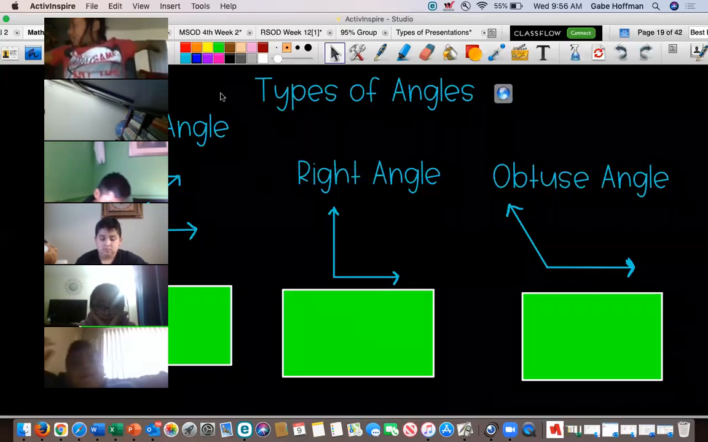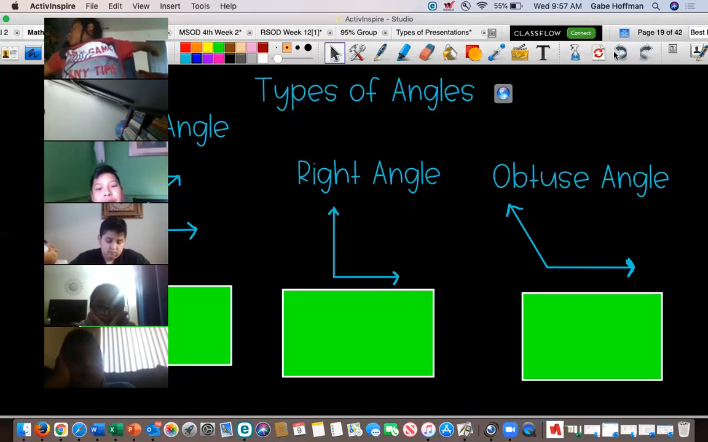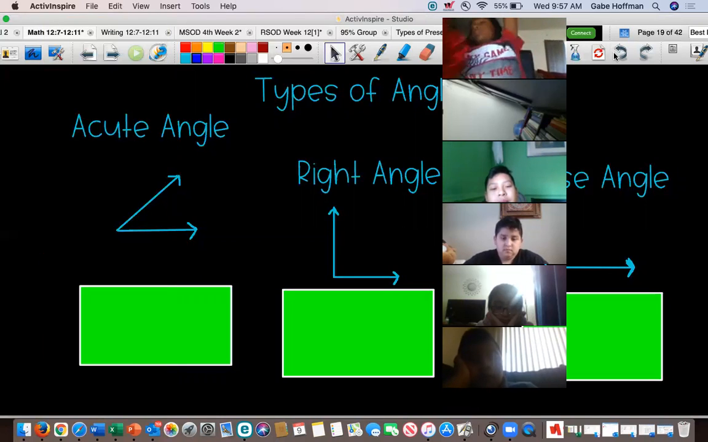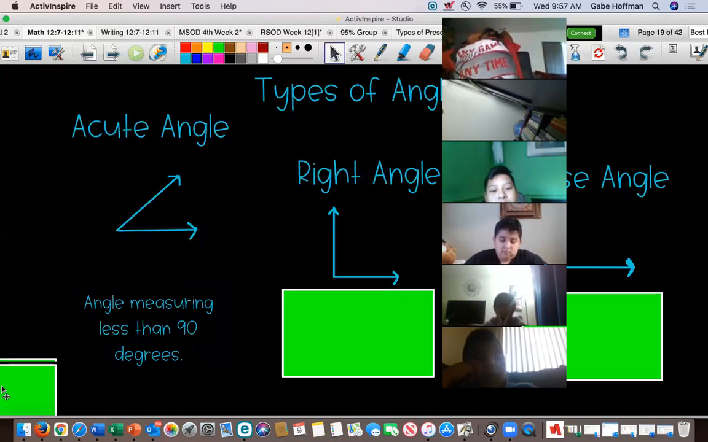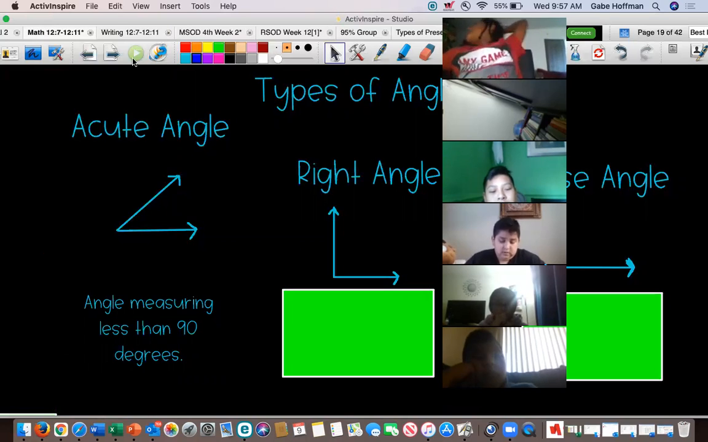Okay, so there's 3 types of angles. The first, we have an acute angle, which is smaller than a right angle and is less than 90 degrees. An acute angle measures less than 90 degrees.